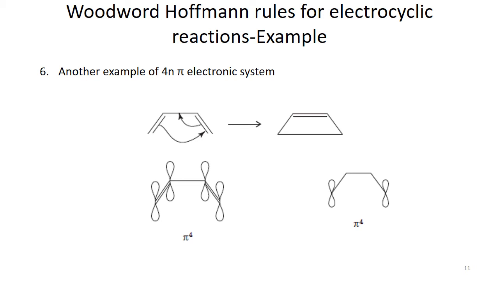The next step is to identify the component of the reaction. Here there are 4 carbon atoms contributing a total of 4 pi electrons. So we say that this pi system has a designation number of 4. So this is a pi 4 system.